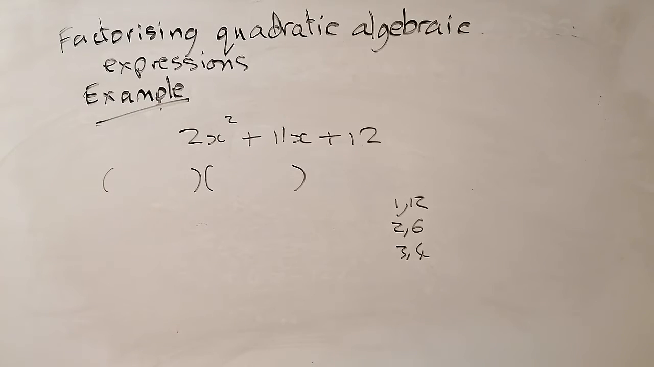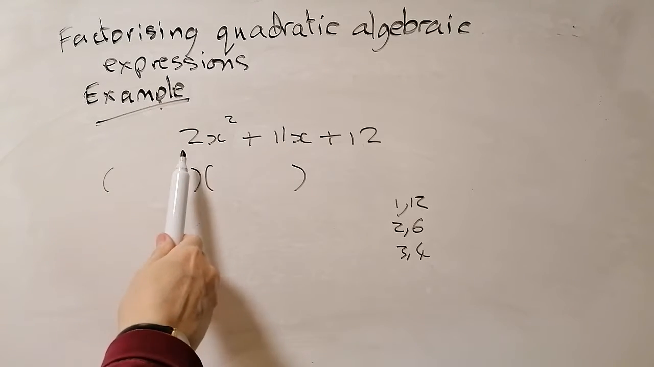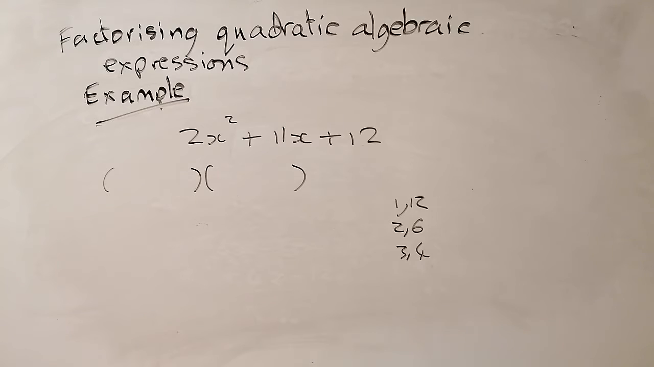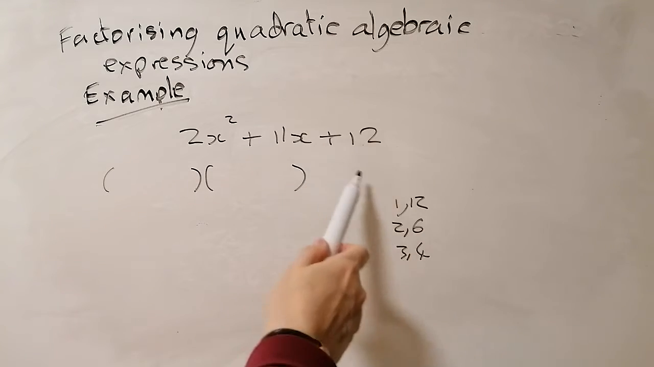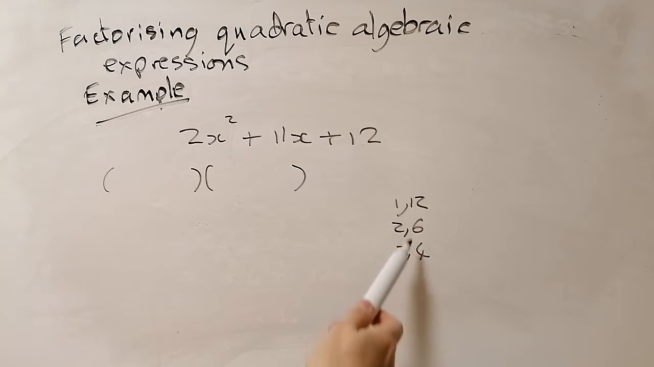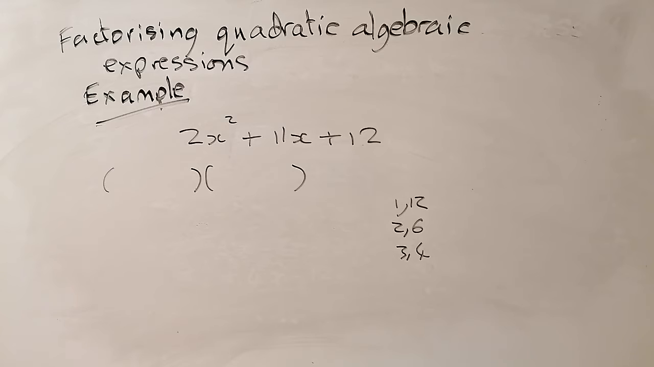Factorising quadratic algebraic expressions when we've got a 2 in front of the x squared. Now in this particular case we're going to use the same method. I've written the numbers down here. So we still need two numbers that are going to multiply together to make 12. And we've got a little selection there: 1 and 12, 2 and 6, 3 and 4.